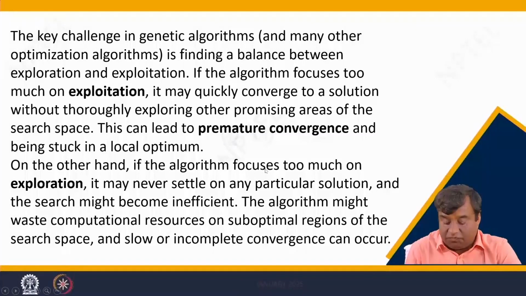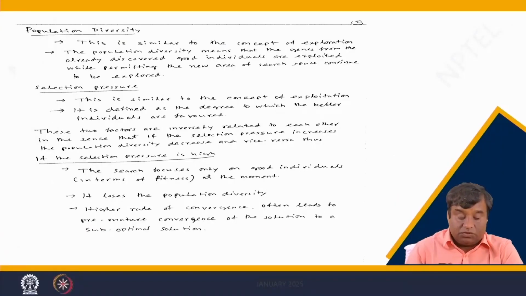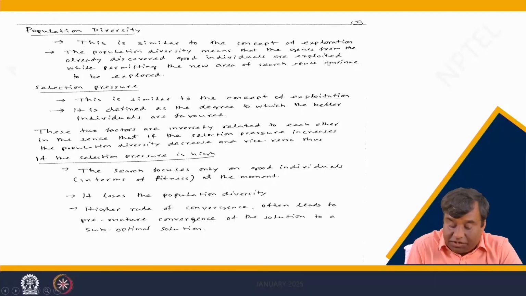On the other hand, if the algorithm focuses too much on exploration, it may never settle on any particular solution and the search might become inefficient. The algorithm might waste computational resources on suboptimal regions of the search space, and slow or incomplete convergence can occur. So, population diversity is similar to the concept of exploration. Population diversity means that the genes from the already discovered good individuals are exploited while permitting new areas of the search space to continue to be explored.